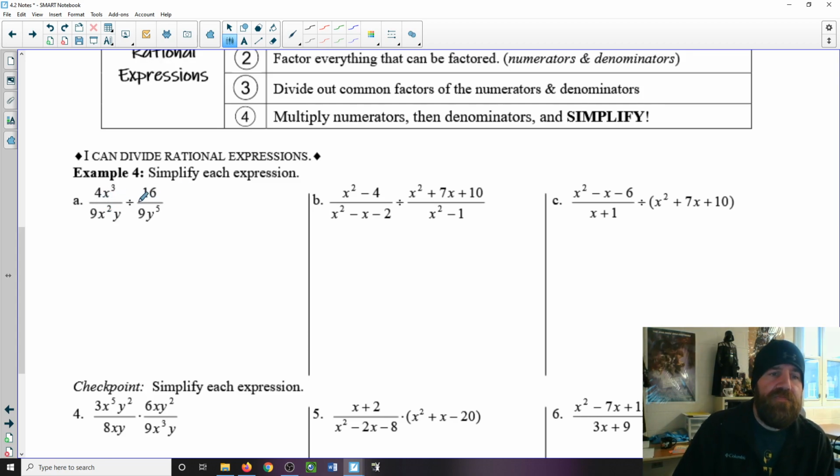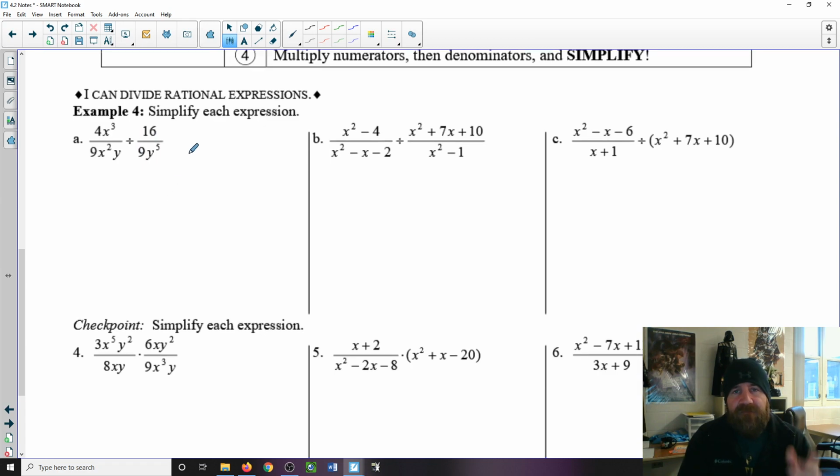So we need to flip this to multiplication, and we're flipping the second fraction. Whatever fraction we're dividing by is what we're flipping, okay? So I'm going to write that out for the first problem, and then we're just going to think about it in all the other ones. So that becomes first fraction stays normal, times the reciprocal of the second fraction. So we are flipping that second one, okay?